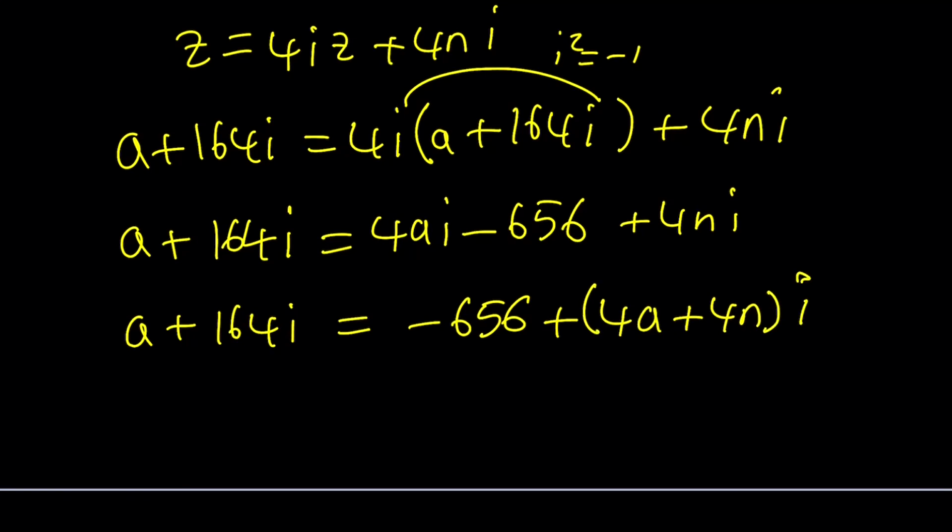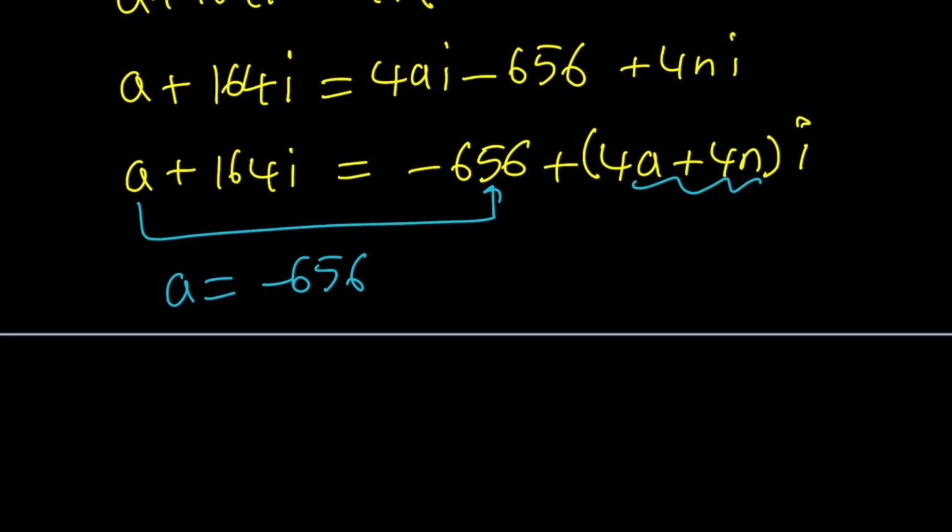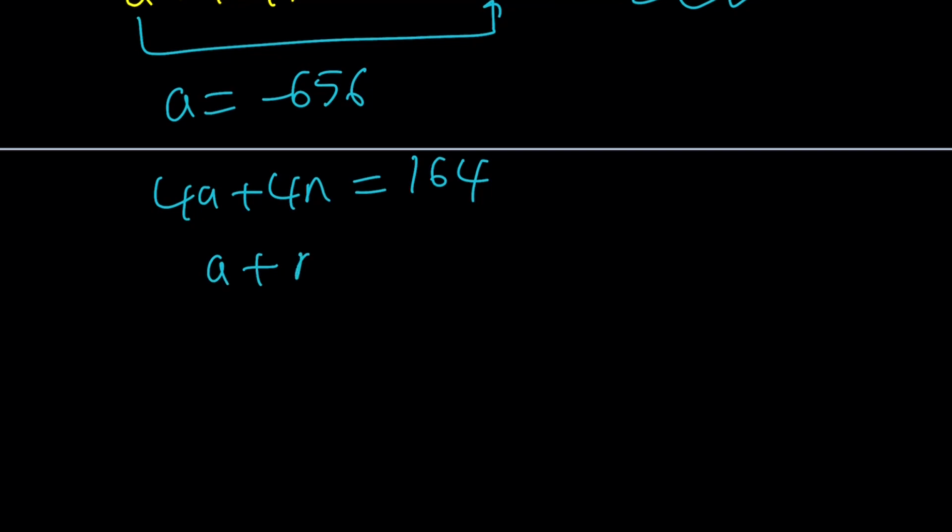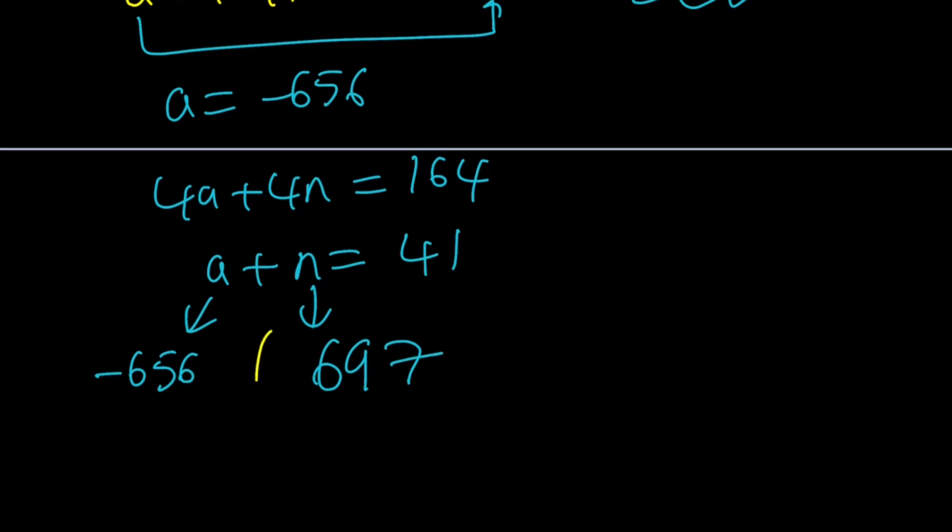i. Now, again, our goal is to find n, but in this case, we have to find a as well, because from here we get a equals -656, and then we also get 4a plus 4n is equal to 164. Let's go ahead and divide both sides by 4 before things get more complicated. And this is going to give us 41. And since a is -656, you have to add it to 41 to find n. And from here, n is going to be 697 as before.